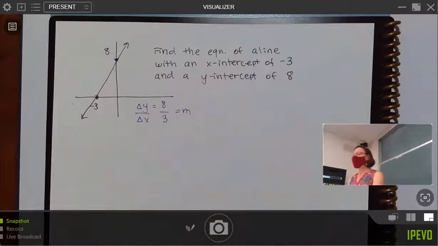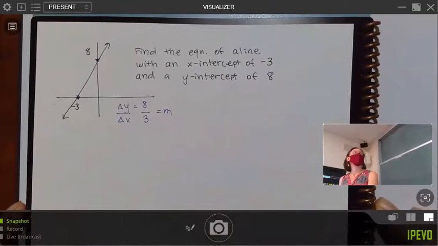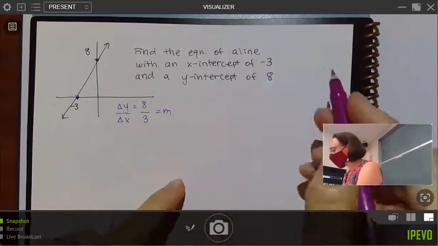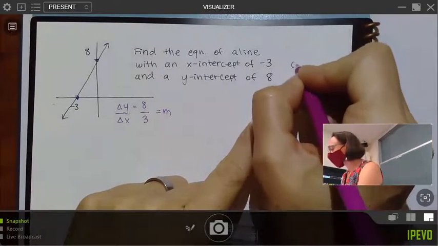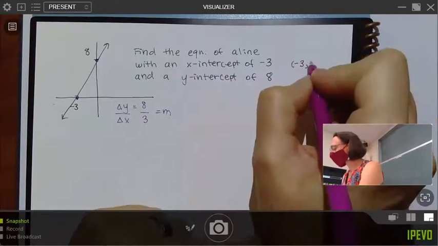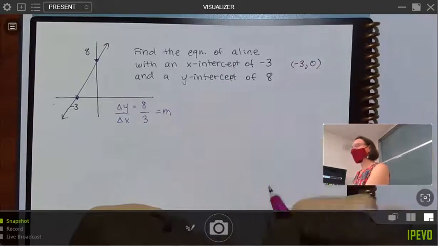Alternately, we could do this with an equation by turning those x and y intercepts into their ordered pair coordinates. So an x-intercept of negative 3 means the x value is negative 3, but by saying that it's the intercept, that means the y value is 0.